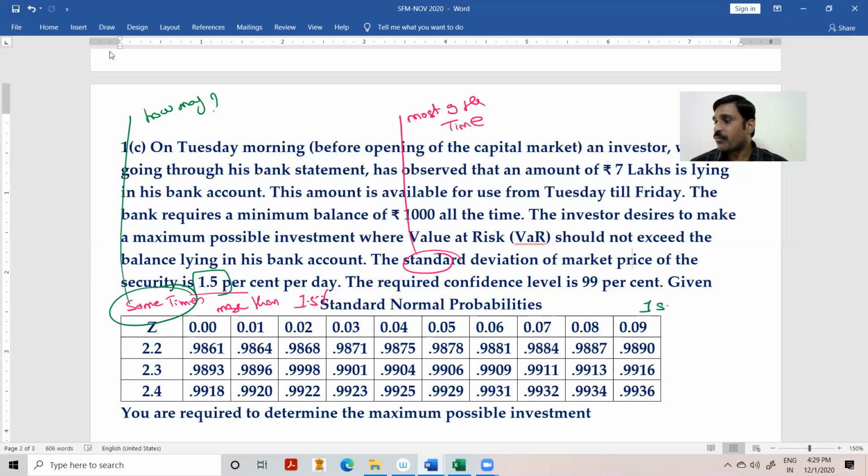One standard normal distribution is equal to 1.5% per day. One standard normal deviation is equal to a 1.5% loss, or less than that. So sometimes my loss may be more than 1.5%. That we have to understand.